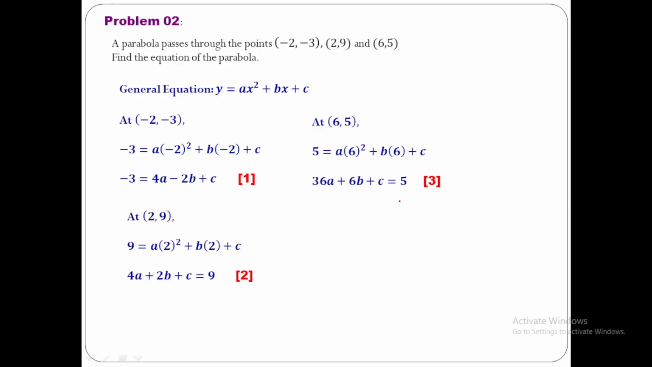Okay, now we have the three equations. What should we do with the three equations? Yes, it is easy. We can subtract the first equation from the second equation. We can eliminate the a variable and the c variable, and we can easily find the value of b. So let's do the same. Then 4a minus 4a cancels, c minus c is cancelled, 2b minus of minus 2b is 4b, and 9 minus of minus 3 is 12. We can get the b value as equal to 3.